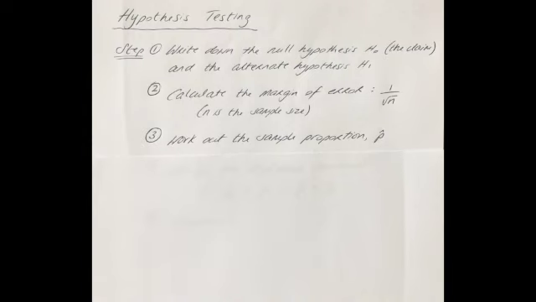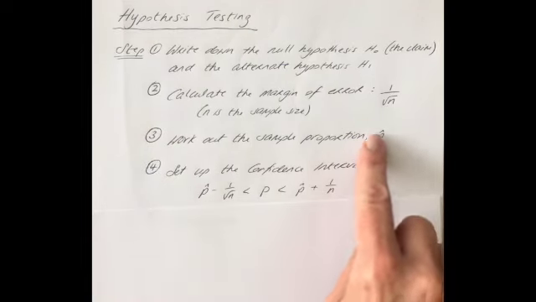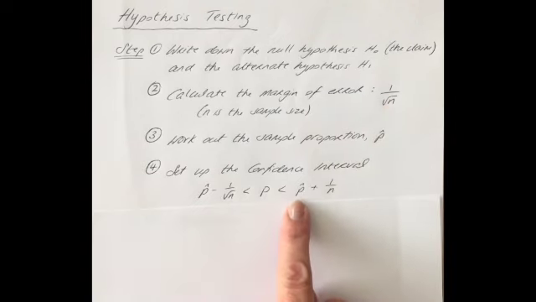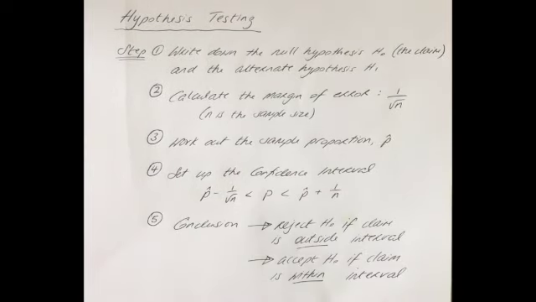So be aware of that notation and wording. Step 4, then we're going to set up the confidence interval. The confidence interval is when we basically do the sample proportion, so what you worked out here, take away your margin of error, and then the sample proportion, add on the margin of error. And then for step 5, you will make your conclusion.